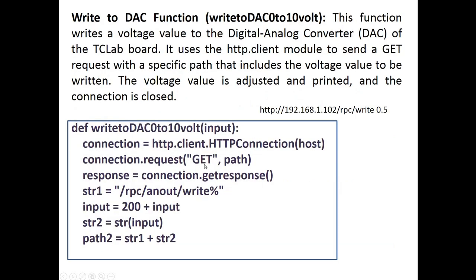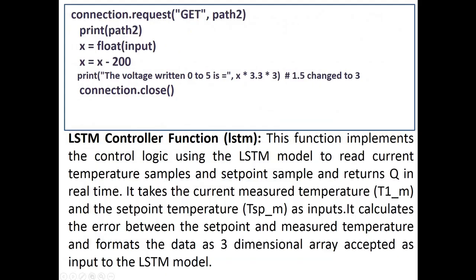Now, there is another function called write DAC. It is nothing but a digital to analog converter that accepts 0 to 10 volts. You have to write these values so that you can heat the heater. 5 means 50%, 10 means 100% power. It's a DC voltage going to the small DC heater. This is the function for that, and it has also been discussed in the earlier videos. The command you are passing is http://192.168.1.102, and the command is write 0.5, which means 50% of the power, nothing but 5 volts you are writing.